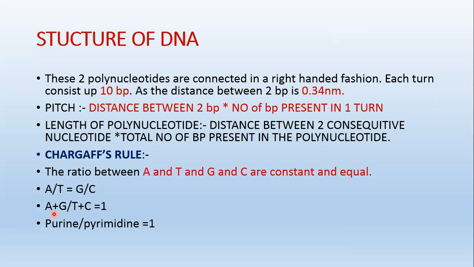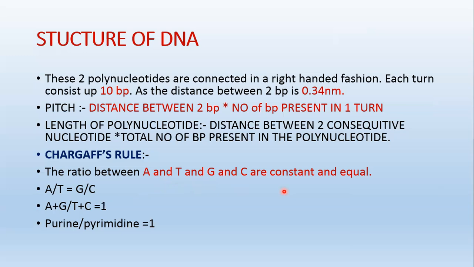So what are purines? Adenine and guanine. What are pyrimidines? Cytosine and thymine. So A plus G by T plus C is equal to 1. So you can remember this rule in either of these ways. You can remember the ratio between purine and pyrimidine should be 1. And you know the purines are adenine and guanine, and the pyrimidines are thymine and cytosine. So you can easily remember it this way. Just remember the ratio between A and T and G and C are constant and equal. Okay, you can remember it in a very simple way.